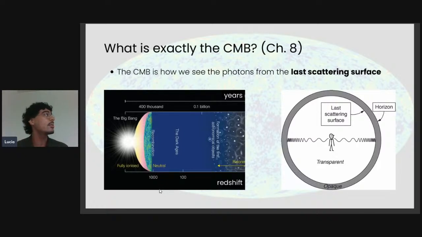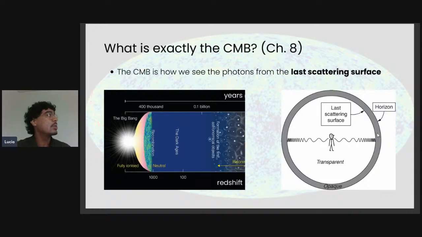The CMB is nothing more than the photons that we see from the last scattering surface. That is exactly the point of the universe, on a cosmological scale some couple of 100,000 years, when the universe became transparent to light. Here it is represented in the right figure. You have the opaque universe here, this outlined gray circle.